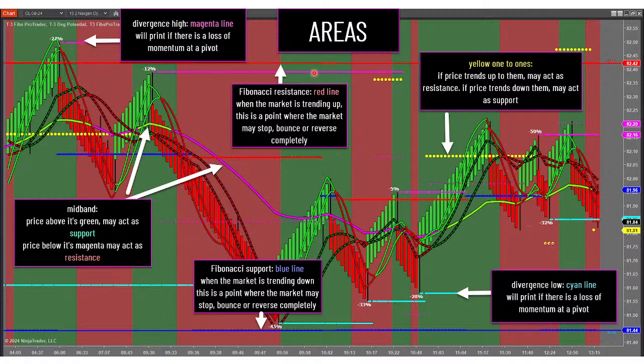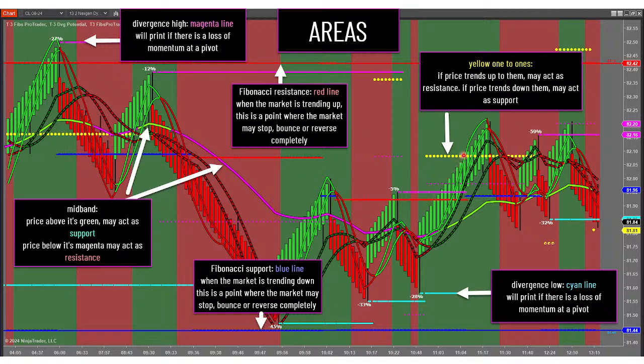We have Fibonacci resistance, which is the red line that you'll see on your large chart. You're actually going to see these lines from 3 different time frames to increase accuracy. And when the market is trending up, this is a point where the market may stop, where it may reverse, where it may just bounce. There could be a fight. Fibonacci support has the same effect in the downtrend. When price reaches support, the market may stop, may bounce, or reverse completely.